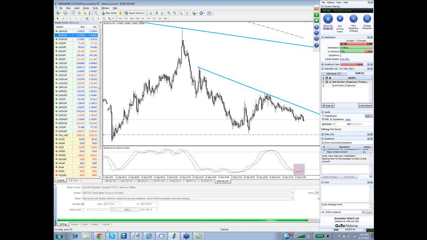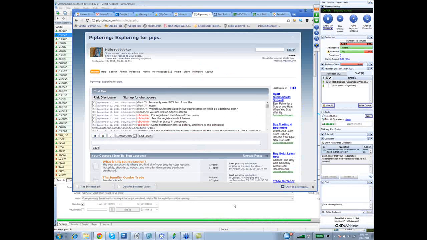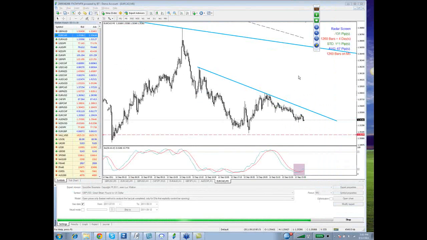But let's just see. This one's still running here. Let's see. Have only used MetaTrader in the last 5 months. Well, that's enough experience that you know, it'll make sense to you when it comes out.